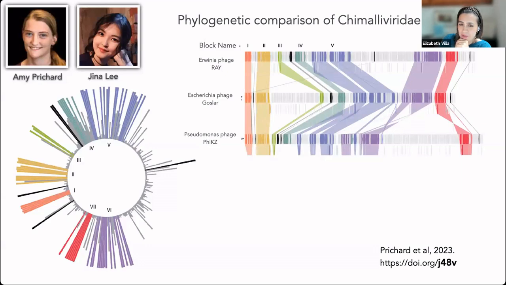We have a phage class here at UCSD, an undergraduate class where students go and hunt for phage, isolate them, sequence them, and do a lot of molecular biology. During the pandemic in this class, Amy Pritchard, who's a student in my lab and Joe's, and Gina Lee, a fantastic undergrad, helped the students find all the genomes of what we now call the Chimalliviridae and align them.